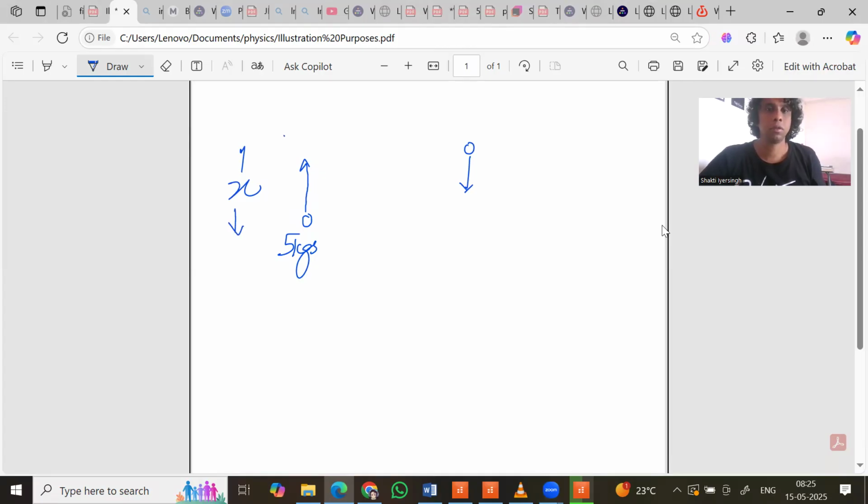So this is going to reach a height of x and then start descending back, right? And this is the descent, and this is the ascent.